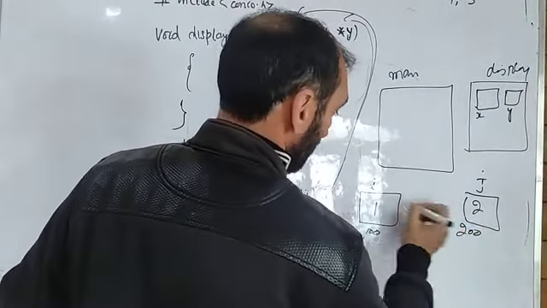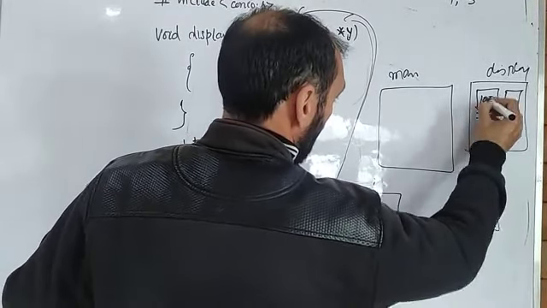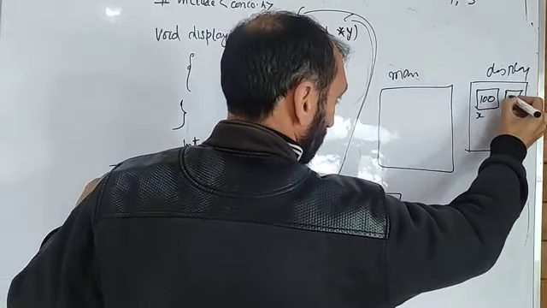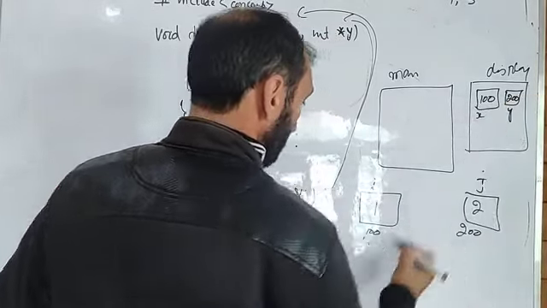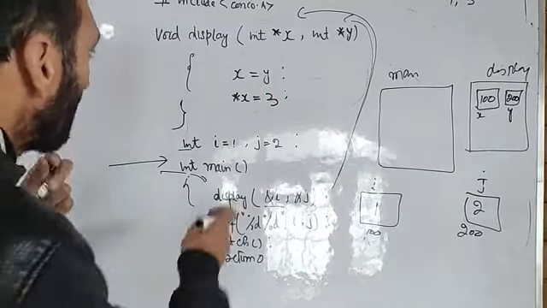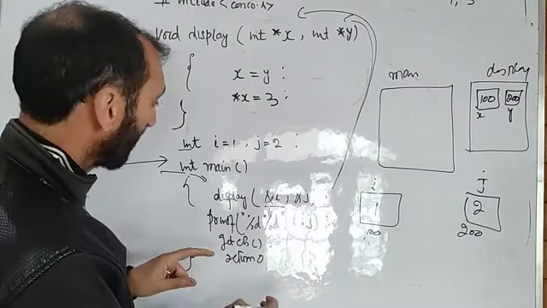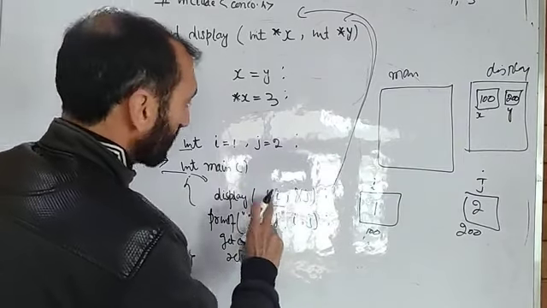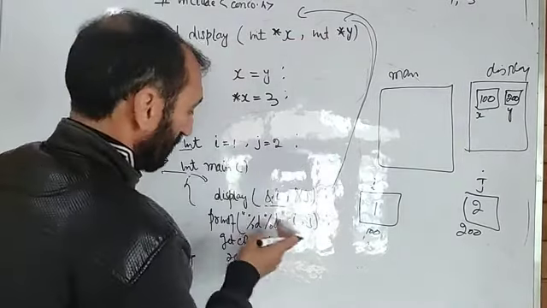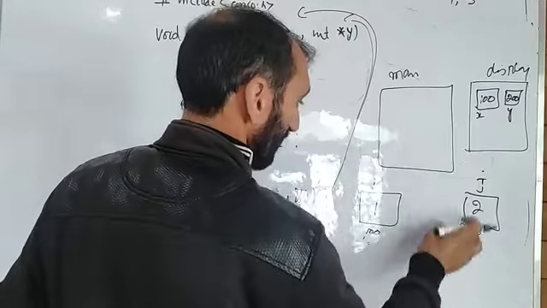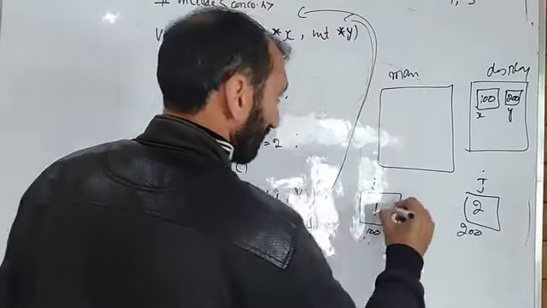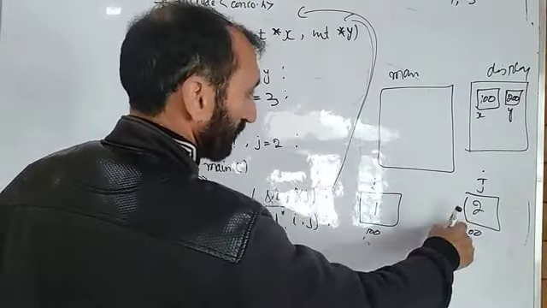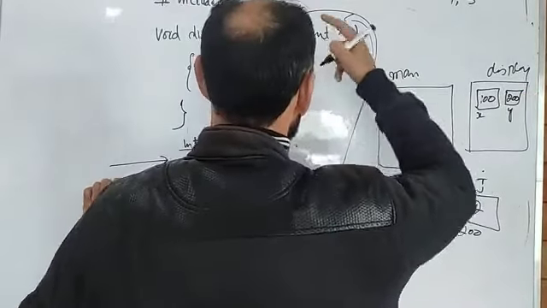That means I, what is I? 100. And j is going to store in y. That means 200. So we can say that x and y contain the address of I and j. Address of I, that means 100, and address of j, that means 200, is going to be stored in the y variable.